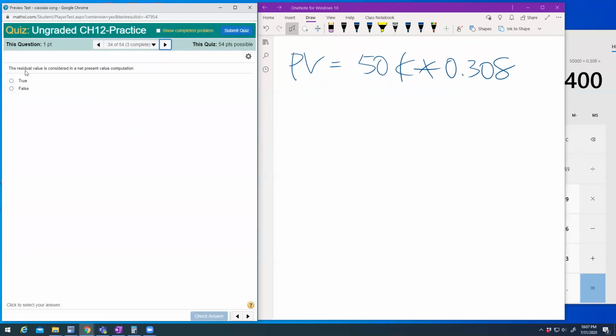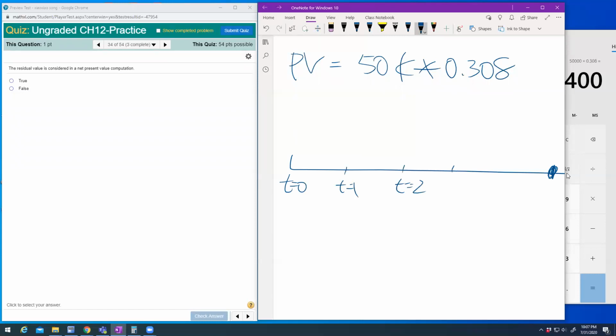Next one. A residual income is considered in a net present value computation. Yes, we said we will do practice later, but if there is a residual at the end of the project, say investment at T equals 1, T equals 2, T equals 3, T equals 4. I'll just make up a number. It's not this question, but at the end of the year, after you get the cash flow, you will also get the residual. The residual will be extra cash inflow, and then you have to take it in the calculation.